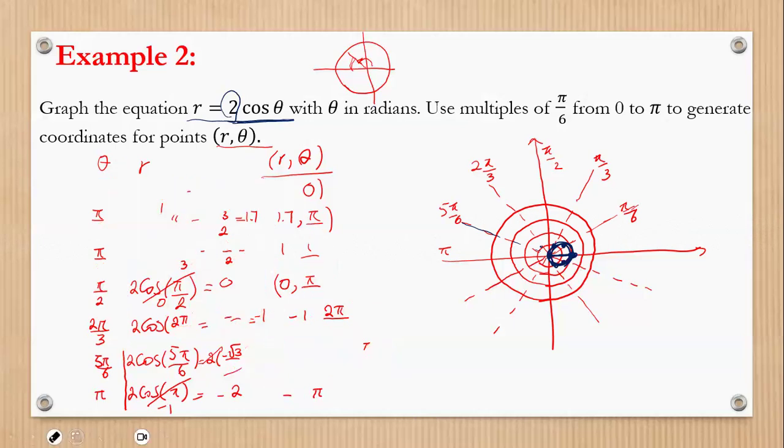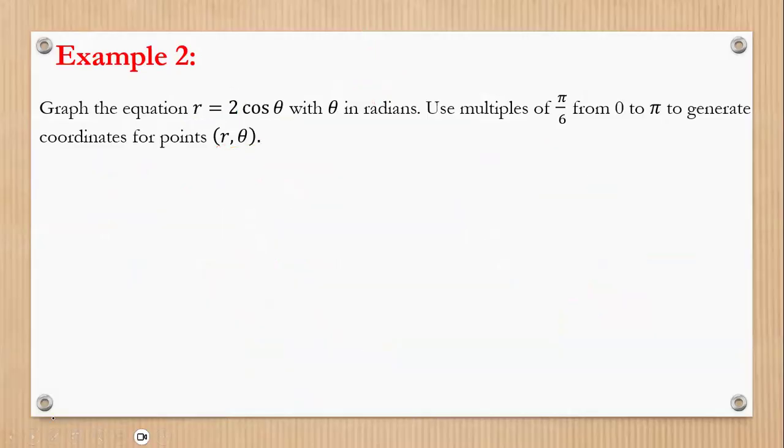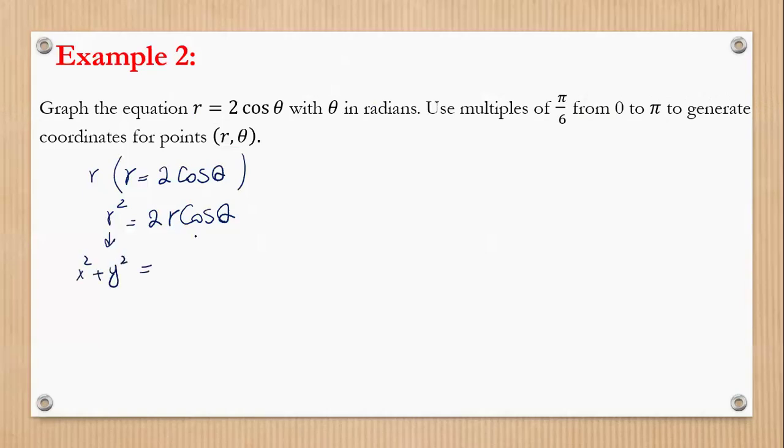So let me just erase everything and show you how you can find it. If you want to change it to rectangular form, remember we need to multiply both sides by r. So we get r squared, which is equal to r cosine theta. r squared is always equal to x squared plus y squared. r cosine theta is always equal to x. So we need to move everything to one side, keep the x's together and y's together.